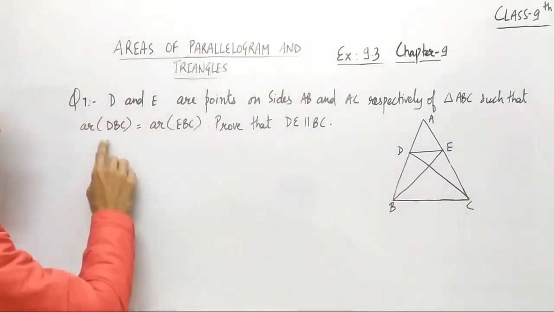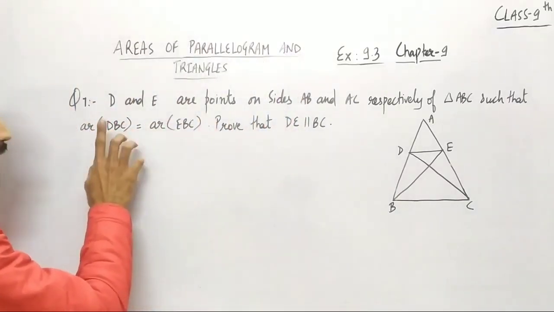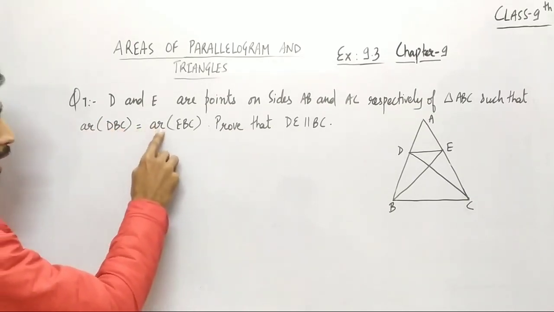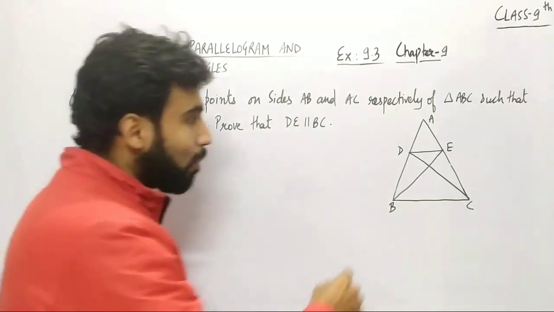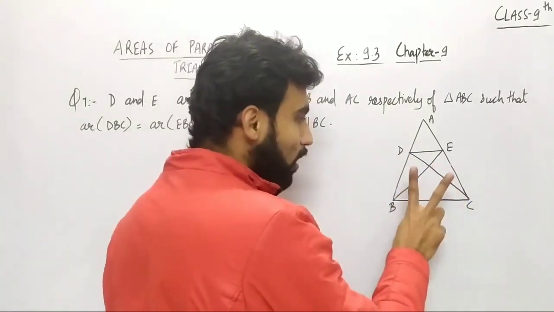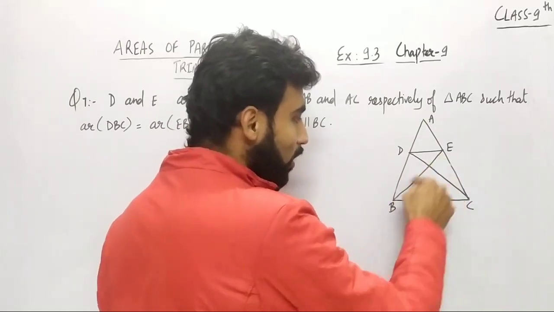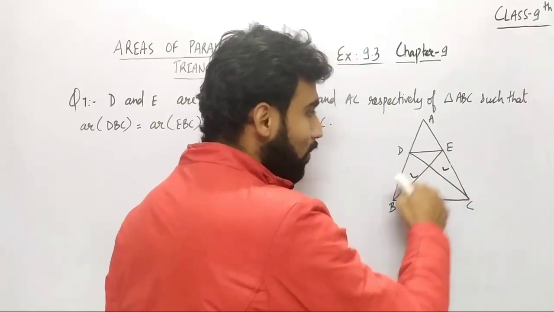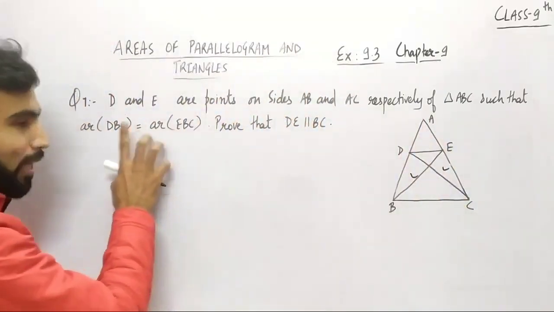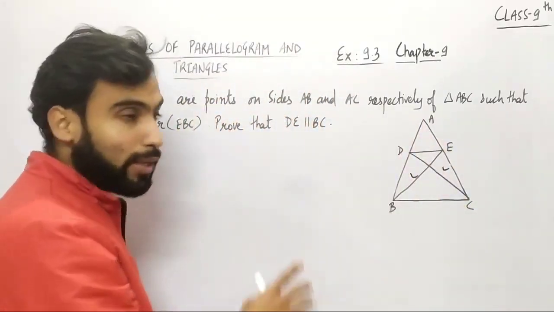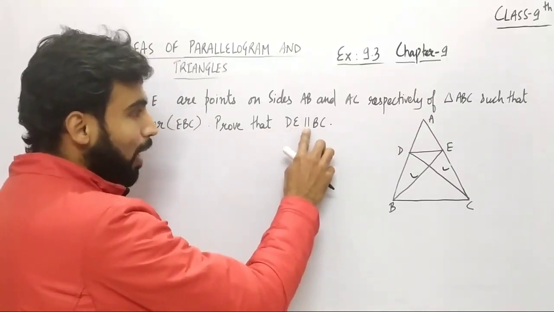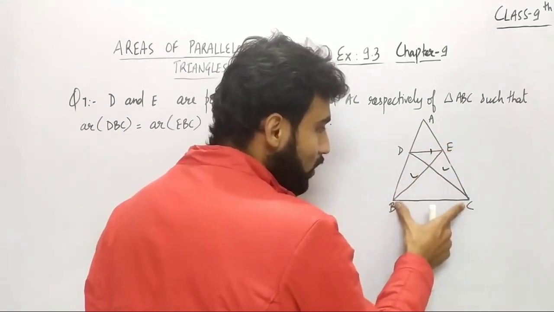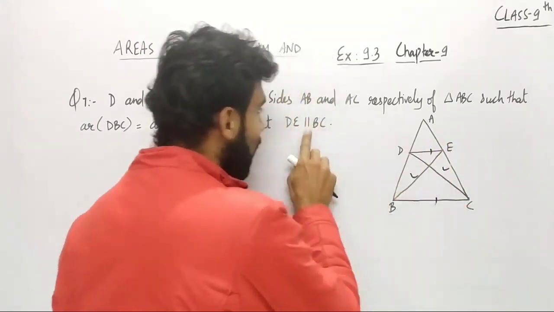Now it is given that the area of triangle DBC is equal to the area of triangle EBC. So आप देख सकते हैं इनको join करने के बाद आपके पास दो triangles form हो रहे हैं, one is DBC and the other one is EBC. Now ये given है कि इन दोनों triangles का area equal है, right? So ये हमें given thing है. Now हमें जो prove करना है, that is DE is parallel to BC. So you can observe this side DE and this side BC. We have to prove them parallel here, right?